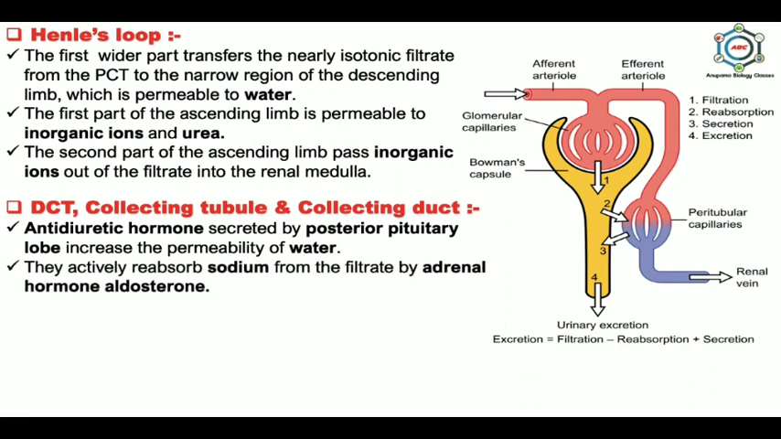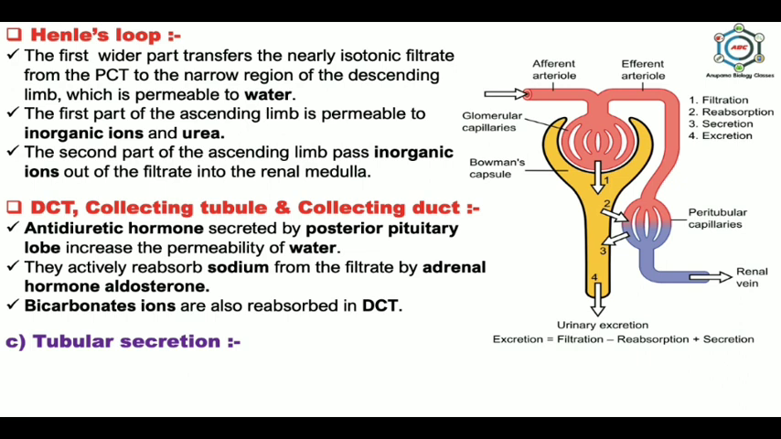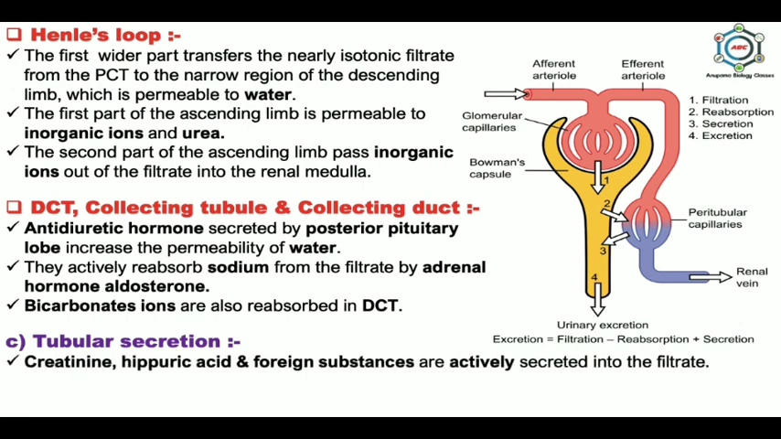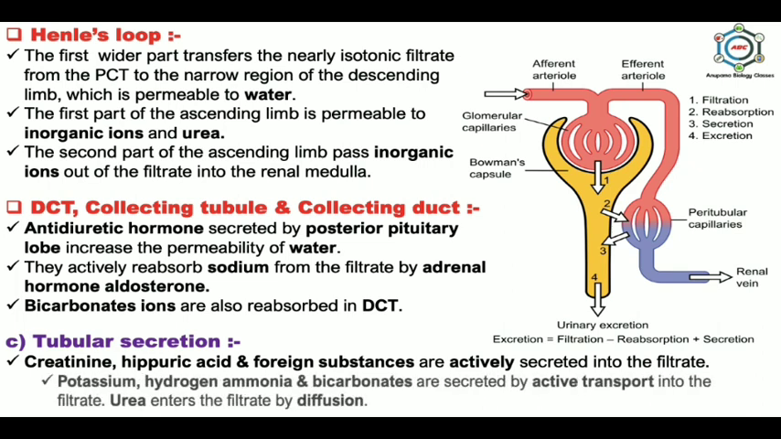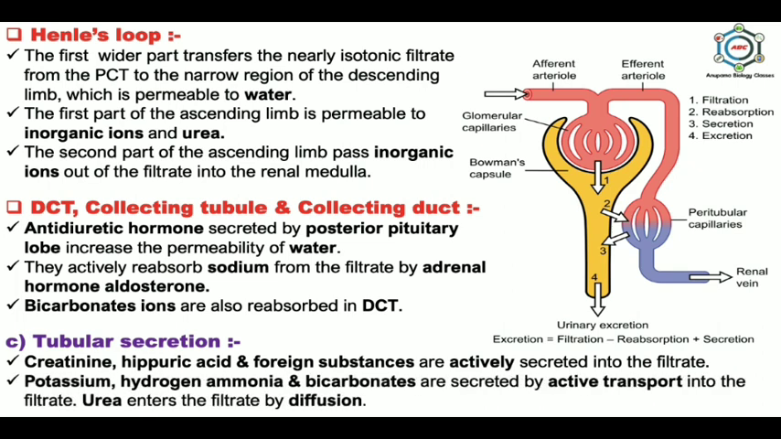They actively reabsorb sodium from the filtrate by the adrenal hormone, that is aldosterone, which makes their walls permeable to ions. Bicarbonate ions are also reabsorbed in DCT. Then it enters into the process of tubular secretion. Creatinine, hippuric acid, and foreign substances are actively secreted into the filtrate. And the potassium, hydrogen, ammonia, and bicarbonates are secreted by active transport into the filtrate. Urea enters the filtrate by diffusion.